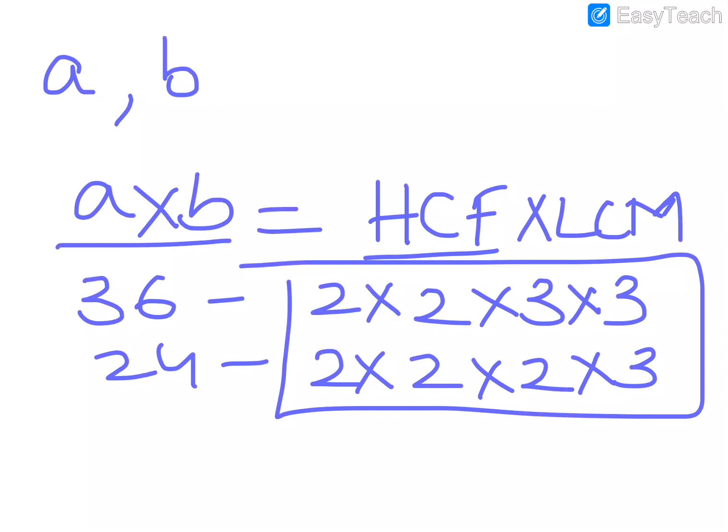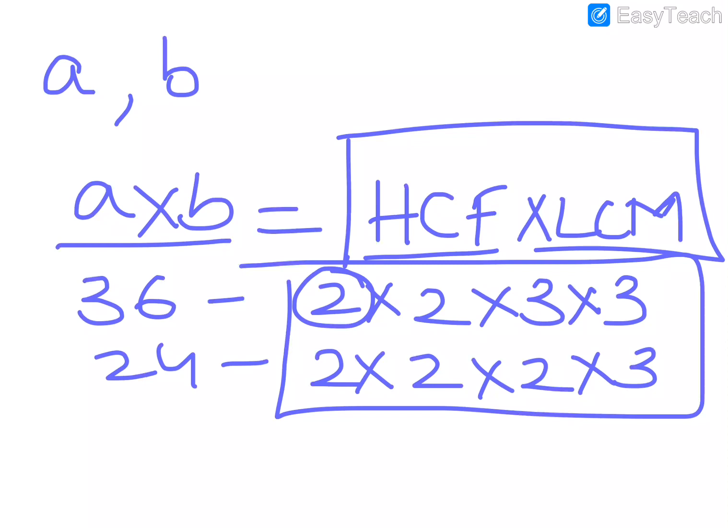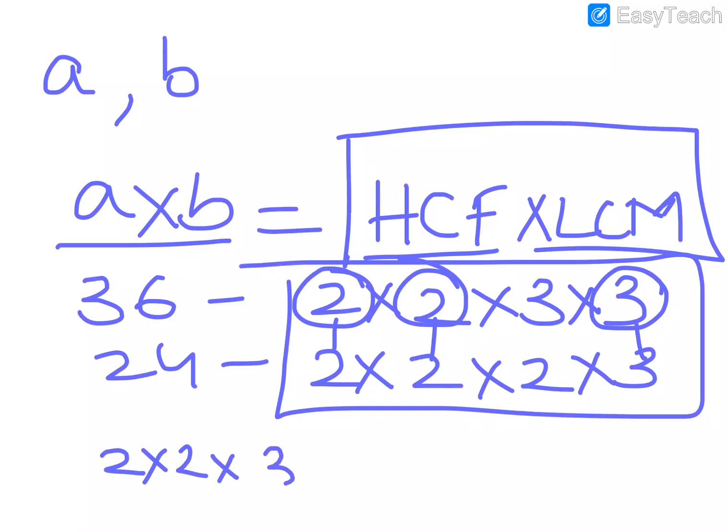That is 36 into 24, which is nothing but 2 into 2 into 3 into 3 into 2 into 2 into 2 into 3. So we are multiplying all the numbers. Now from the right side we are checking. HCF means whatever is common, you take only once. 2 is common, so you take this 2. Another 2 is common, so you take this 2 also. And 3 is common, so we take this 3 also. That is how HCF comes: 2 into 2 into 3.